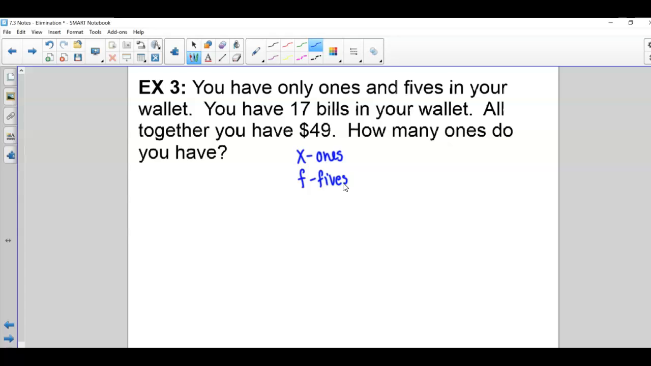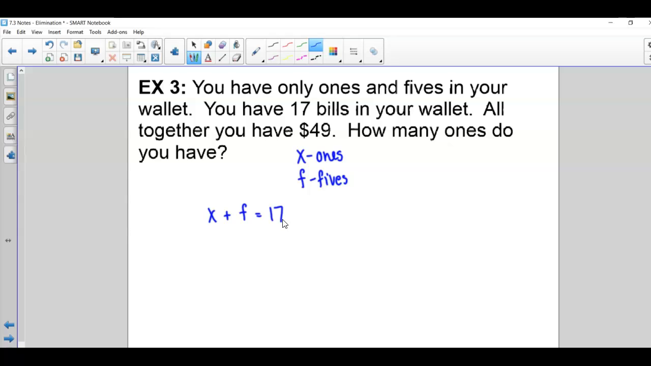So if I'm counting money like my 3-year-old, then I would just take my number of 1s, which would be X, and I would add the number of 5s, which would be my F, and that would give me 17. So that would be like if you just pulled your money out of your wallet and counted every bill like it was $1, whether it was or was not.